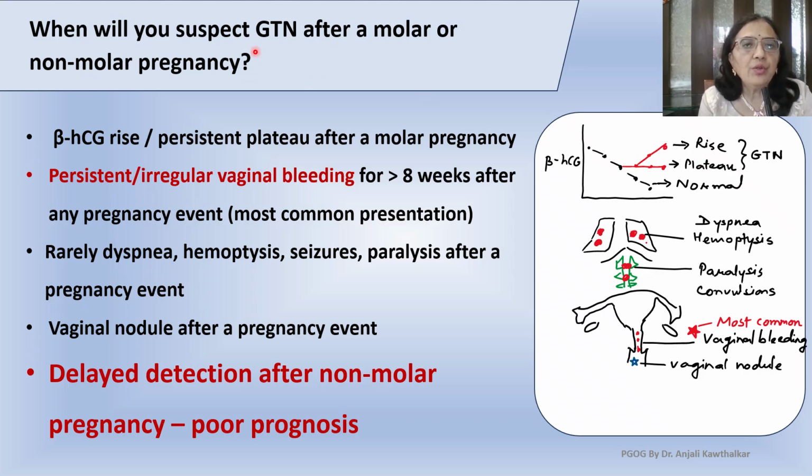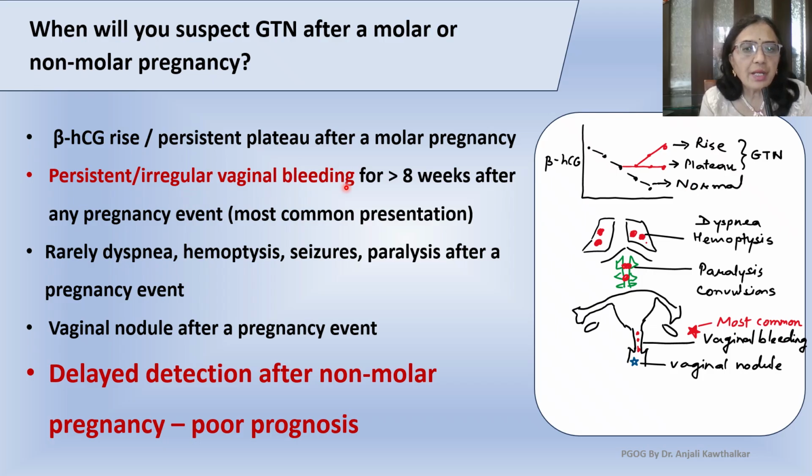Now, when will you suspect GTN after a molar or non-molar pregnancy? In molar pregnancy, under beta HCG follow-up, it is very easy. Anytime there is a rise in HCG, or there is a persistent plateau, it is suggestive of GTN. A gradual fall is suggestive of a normal fall with no risk of GTN.